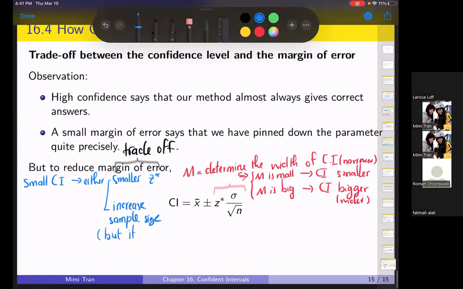That can be costly sometimes. Sometimes we can't afford it, right? They have to have funding. Okay, so that's it. That's the argument between confidence interval, margin of error, and Z star. You try to find the sweet spot, the optimal spot.